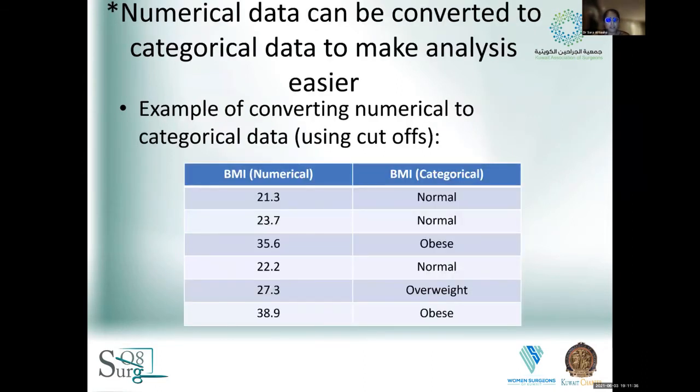Note that numerical data can be converted to categorical data to make it easier to analyze. Here I put an example of BMI. Lots of statistical tests are easier to conduct when data is categorical, and we'll talk about this later. So if you have numerical data and you want to use a statistical test, just convert it to categorical. Here's the example where BMI ranged from 21.3 to 38.9, and we converted it to normal, obese, overweight. Using those cutoffs, we were able to convert it to categorical data.